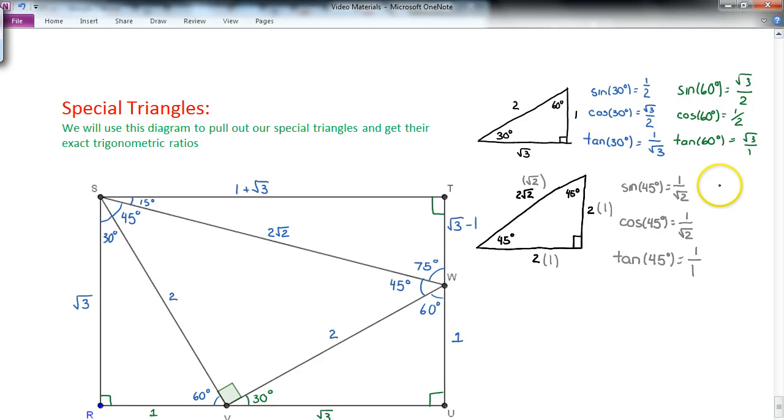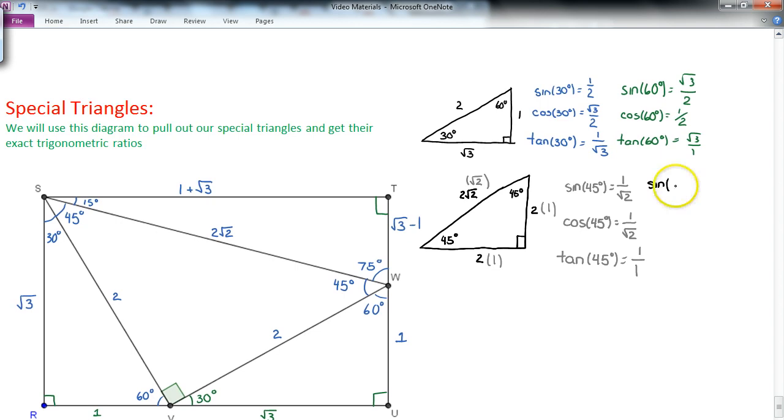So many people will write sine 45 degrees. I'll just write it again here. Sine of 45 degrees. Actually no, let me go back a second. What they're going to do is rationalize the denominator. They're going to multiply both the denominator and the numerator by root 2. So they're going to get root 2 over 2. They'll say cos of 45.